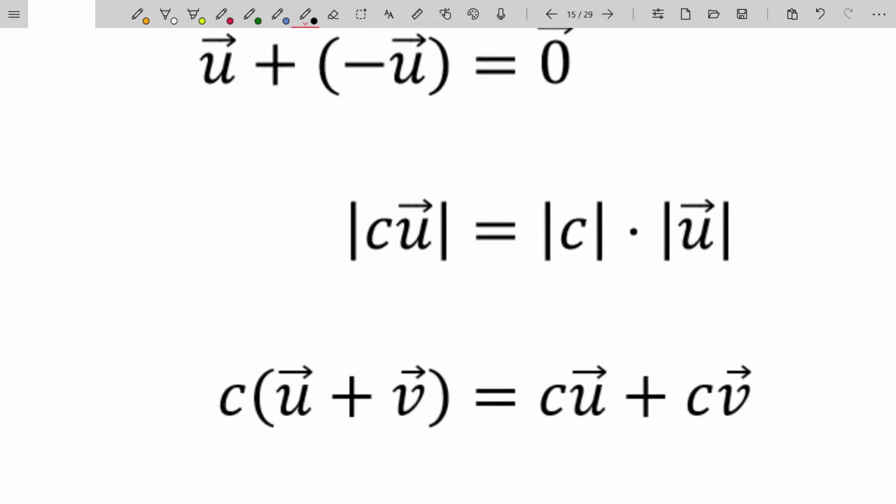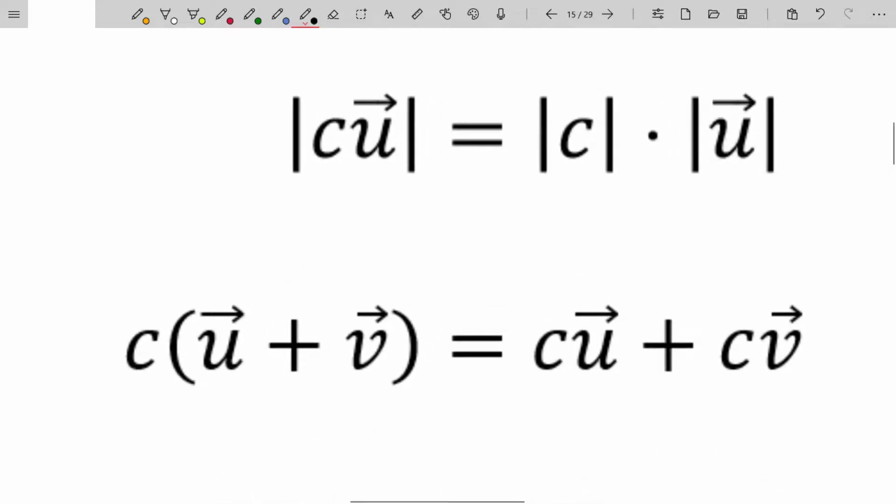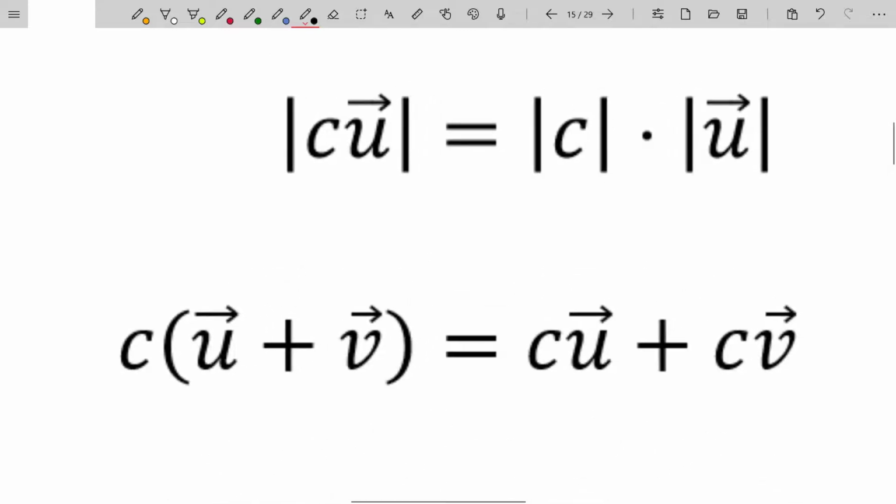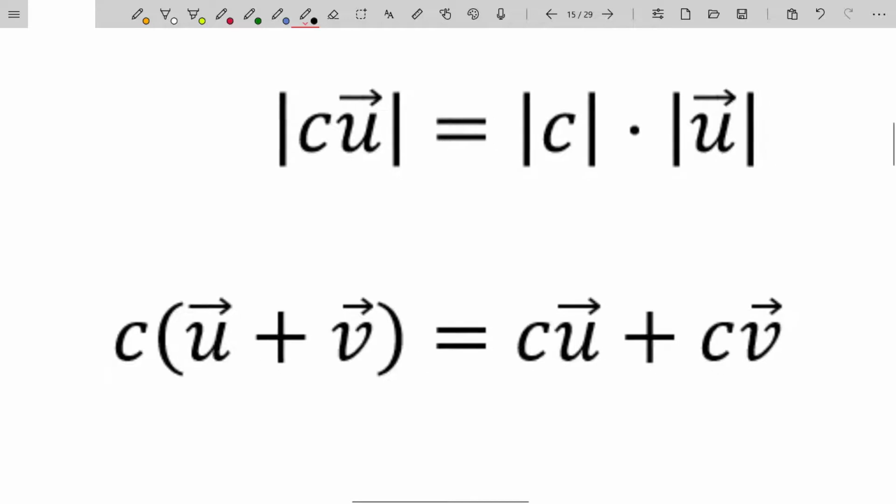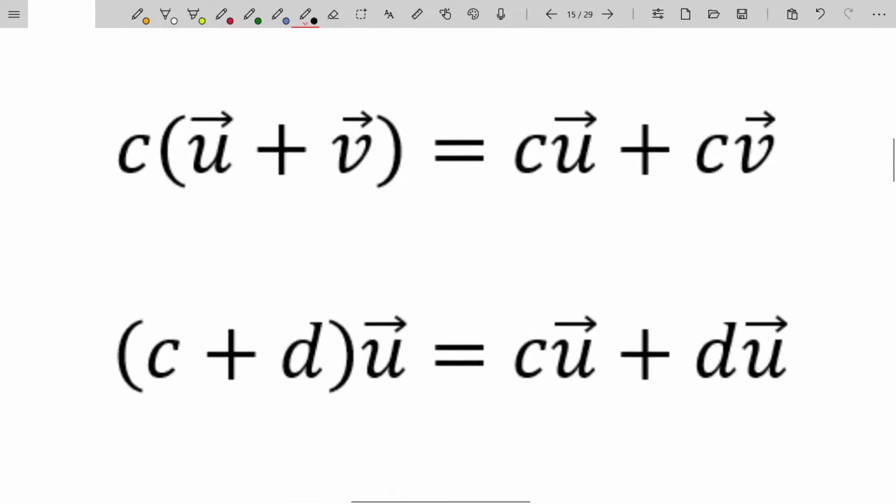Then we have the distributive properties, which are the same distributive properties that you'd have with arithmetic. In arithmetic, c times (a plus b) is ca plus cb. Well, same thing with vectors. c times the sum of the vectors u and v is c times the vector u plus c times the vector v. Likewise, (c plus d) times the vector u is c times the vector u plus d times the vector u. So those are the distributive properties. They exist from arithmetic.